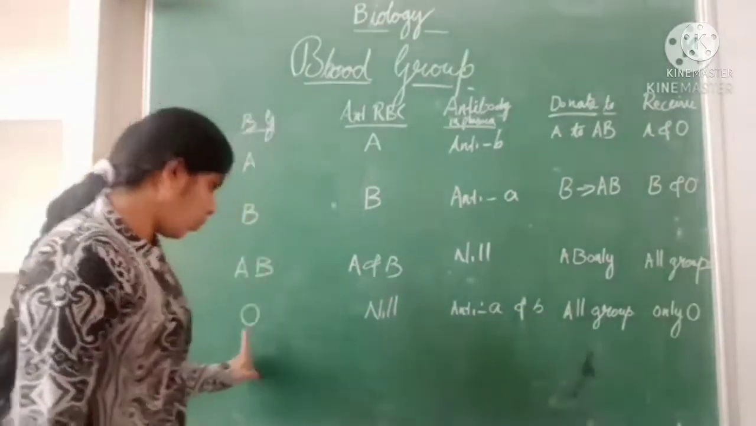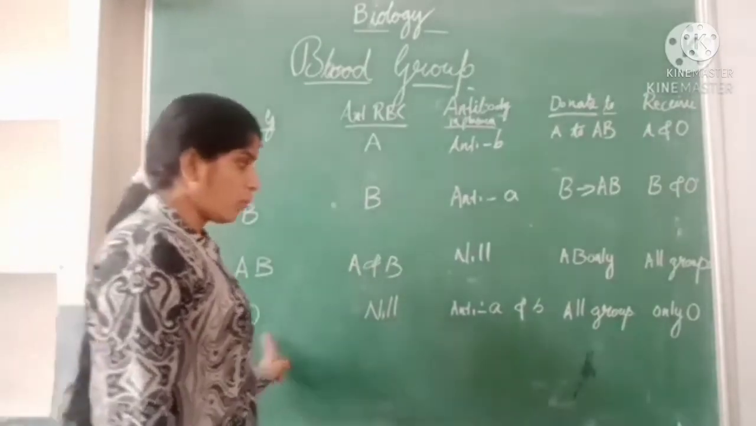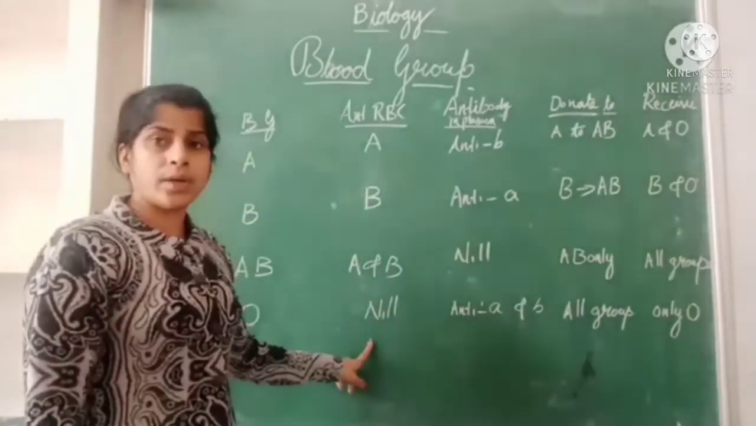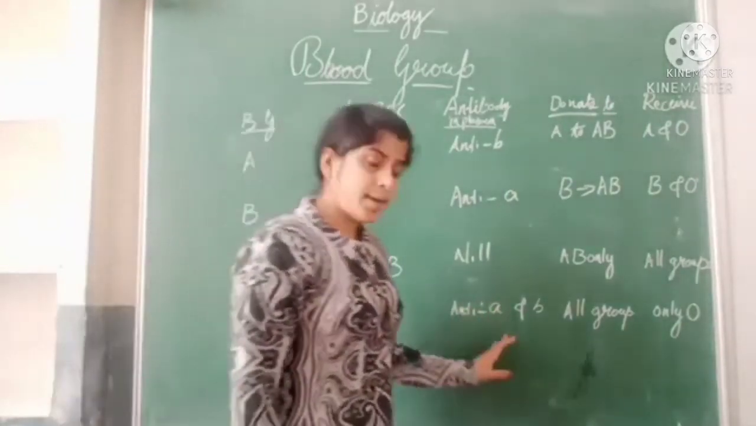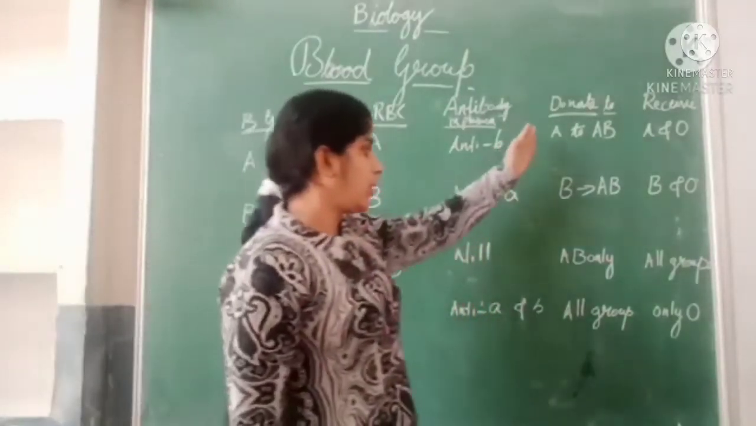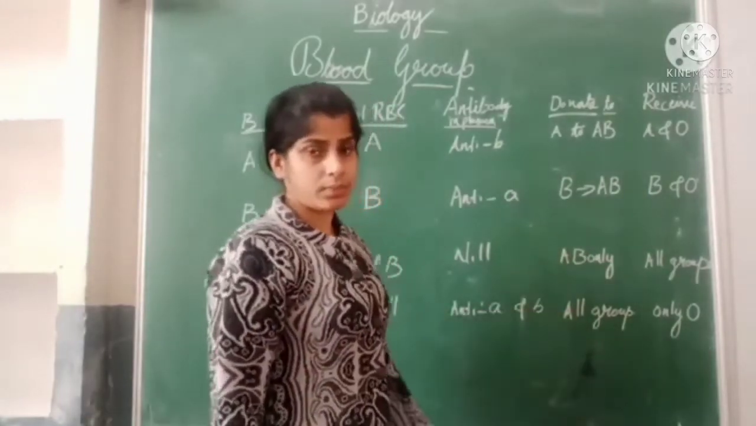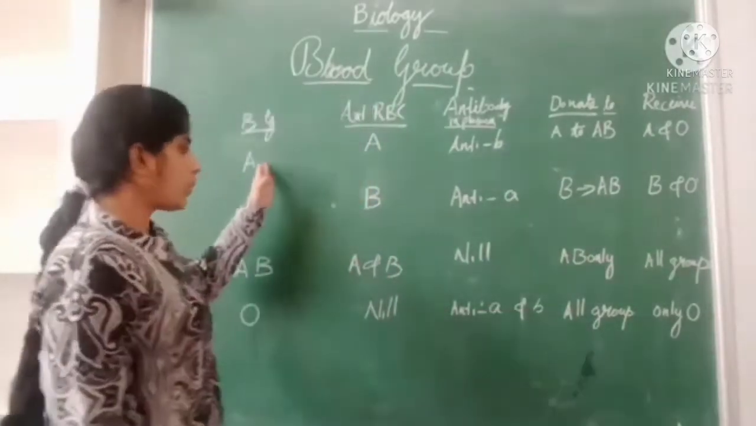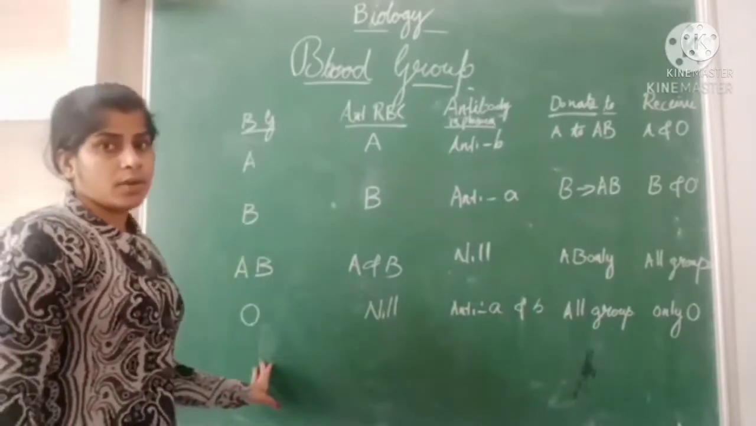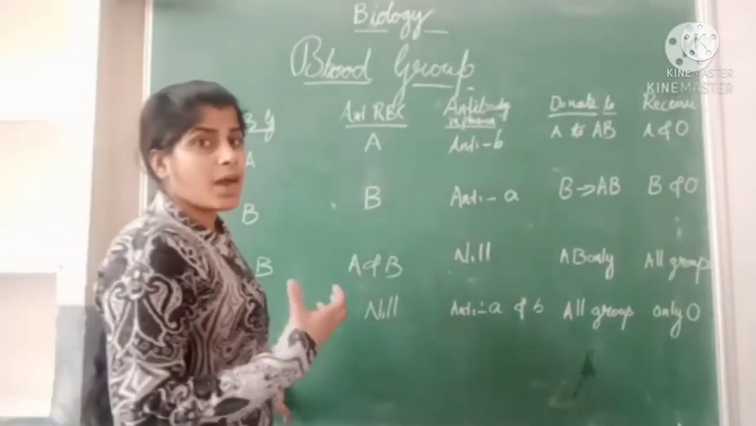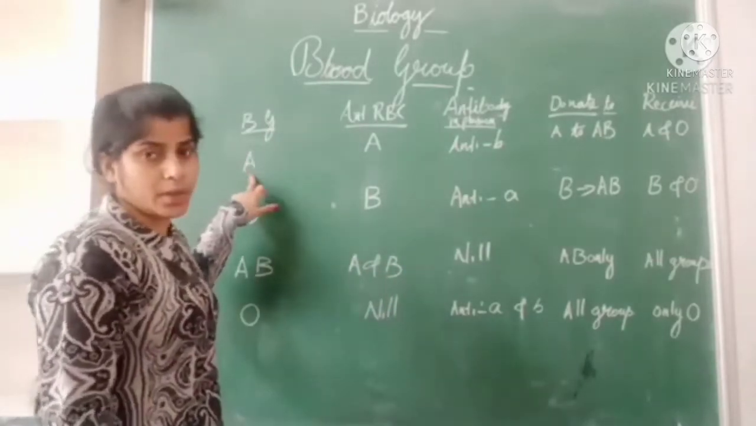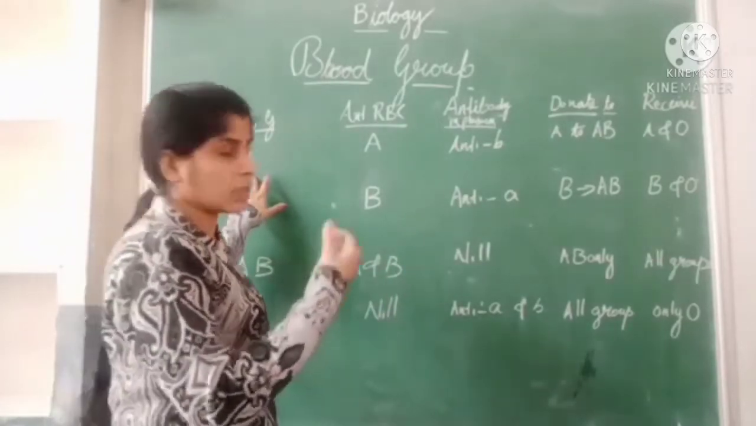The O group has both antibody A and B but no antigen. The O blood group can donate to all three other blood groups: O can donate to A, to B, and to AB. Now, which blood can each group receive?